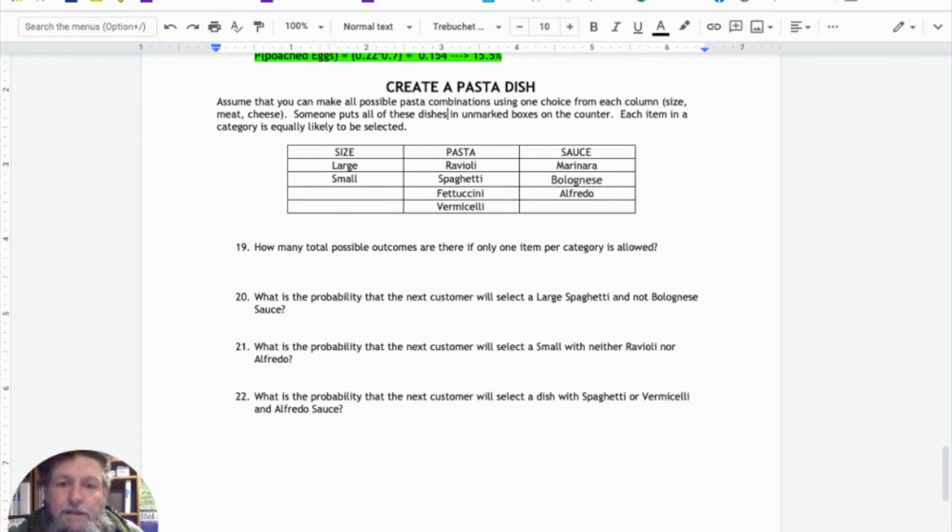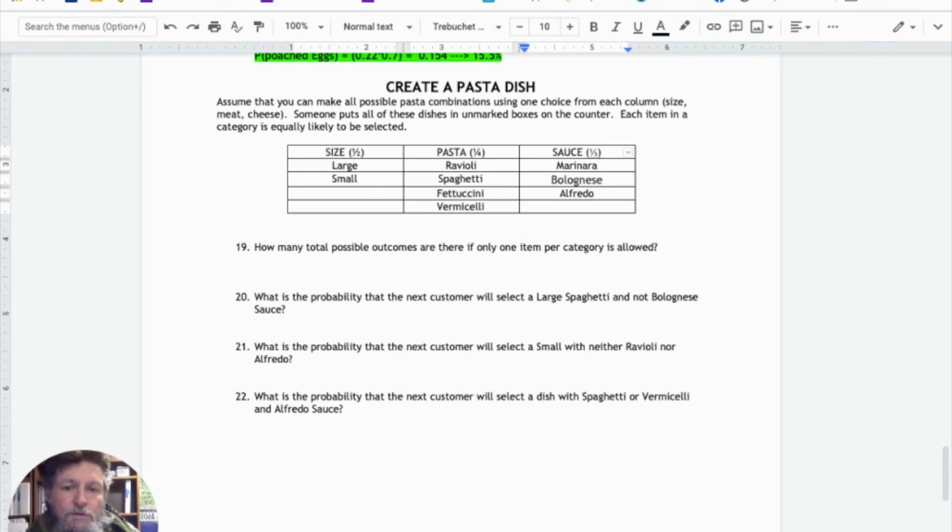Each item in the category is equally likely to be selected. So now we know it's equal likelihood. So there's a 1 in 2 chance for size, right? In pasta, there's a 1 in 4 chance, and in sauce, there's a 1 in 3 chance, because you have a sample size of 2 for size, a sample size of 4 for pasta, and a sample size of 3 for sauce.